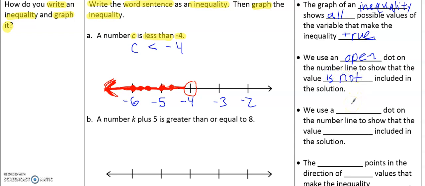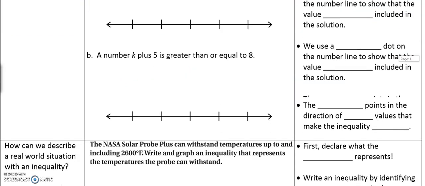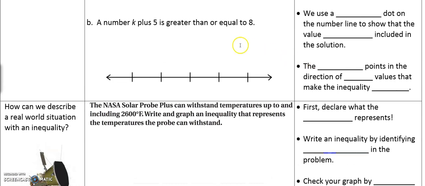Okay, now we're going to move on to the next question, and to do that, I'm going to have to scroll down a little bit here. So let me do that. Okay. A number k plus 5 is greater than or equal to 8. A number k plus 5, and I don't know if you guys remember all the words that mean equals, but remember how is greater than or equal to 8.